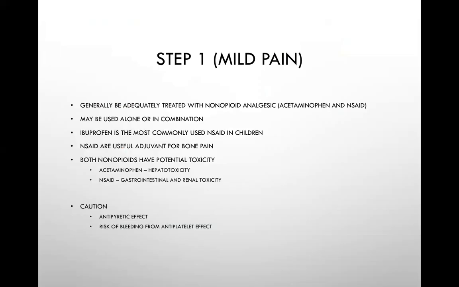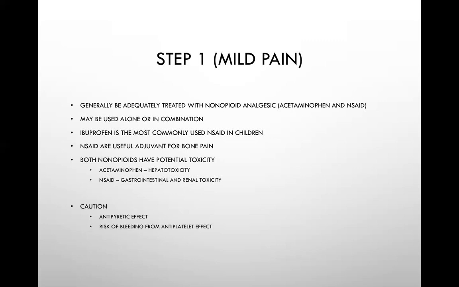In step 1, for mild pain, it can generally be adequately treated with non-opioid analgesics like acetaminophen and NSAIDs. You can use an NSAID alone or acetaminophen alone or in combination. The most commonly used NSAID in children is ibuprofen, and they're very useful. NSAIDs are very useful as an adjuvant for bone pain. Remember, they have a maximum dose per 24 hours which can be given to children.